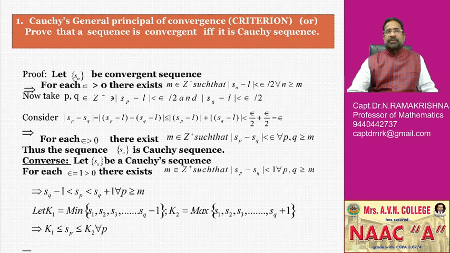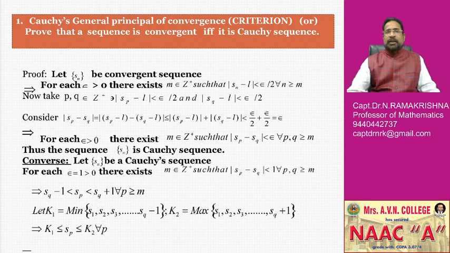Now the converse of this theorem. Suppose sequence Sn is a Cauchy sequence. Then take epsilon equal to 1. There exists m belongs to Z plus such that modulus of Sp minus Sq less than 1. Mod x less than 2 means minus 2 less than x less than 2. Like that, we can write this as minus 1 less than Sp minus Sq less than 1. Throughout you can add Sq.